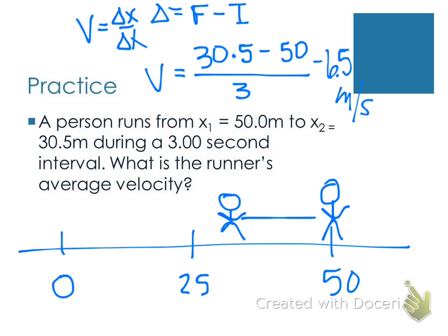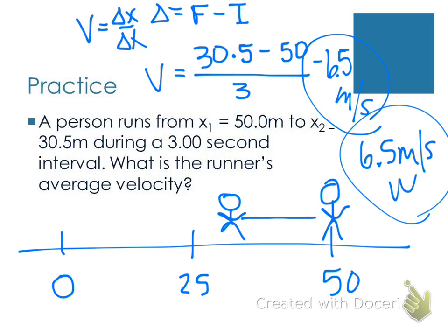Perfect. Negative 6.5 meters per second. So in this case, what's the negative telling us? Going backwards. Yeah, he's going backwards or going west. Very good. So your answer could either be negative 6.5 meters per second or 6.5 meters per second west. I would take either one. Questions there? Simple enough? Okay.